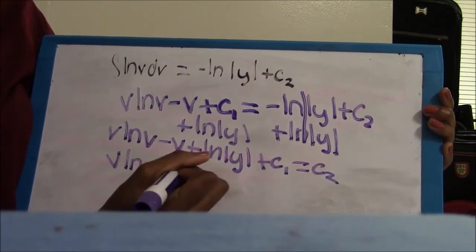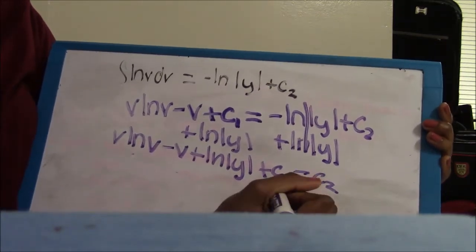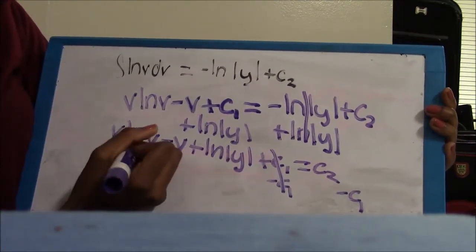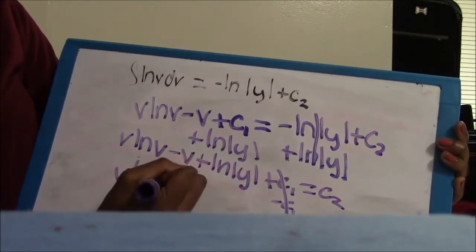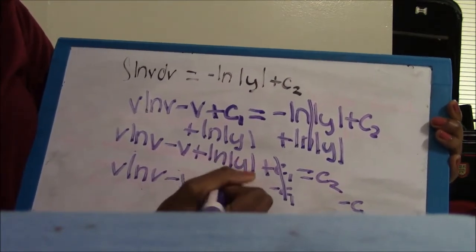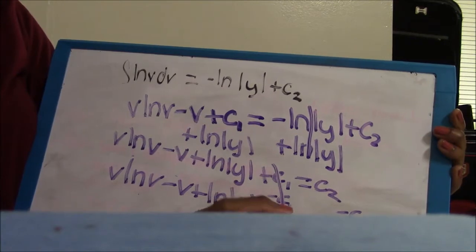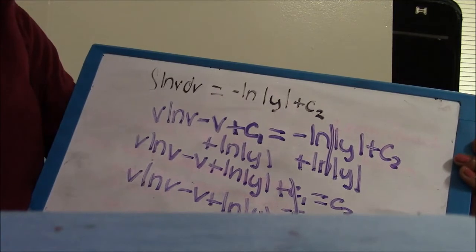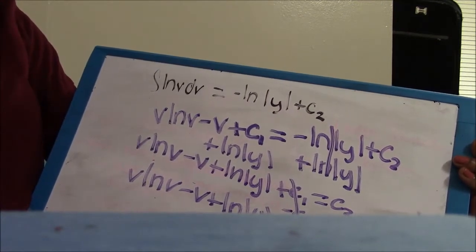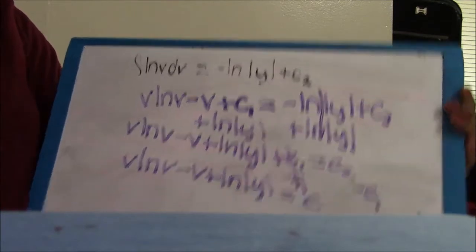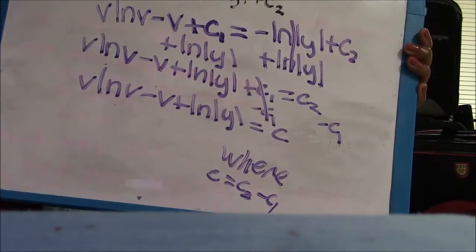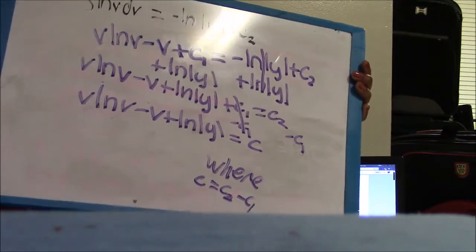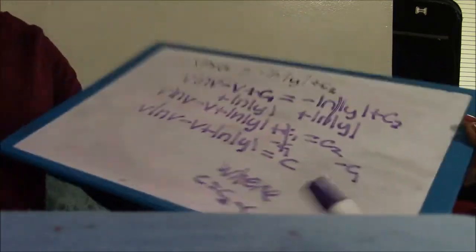Now we want our c's on the same side also. So what we're going to do is subtract c1 from both sides, because I want to get rid of it over here. Once we do that, we get ln of v minus v plus ln of the absolute value of y equals c. And remember, at the bottom somewhere, you're going to say where c is equal to c2 minus c1. Okay, now even though we're basically done, you have to put in the v's where they need to be.